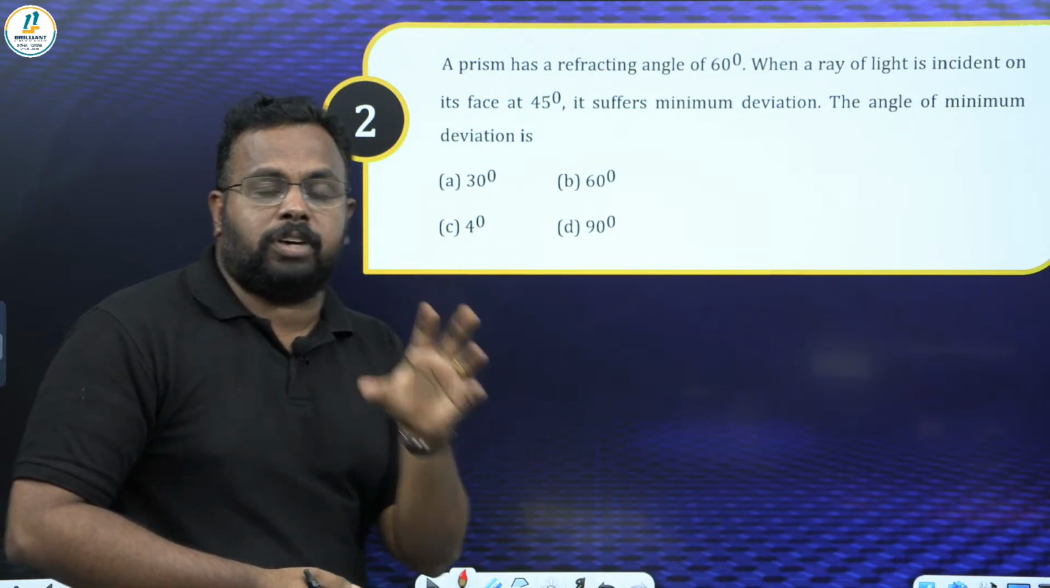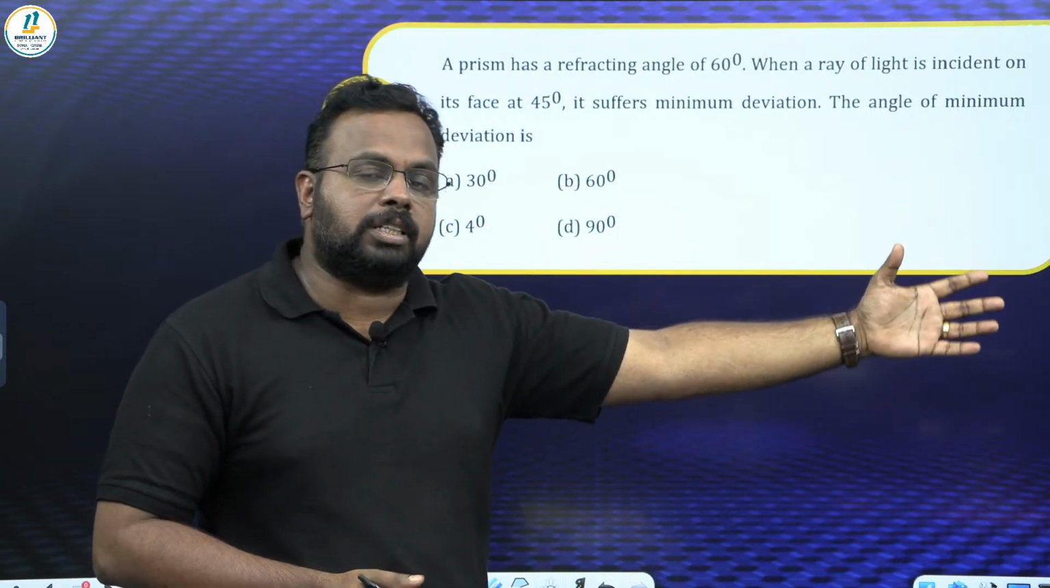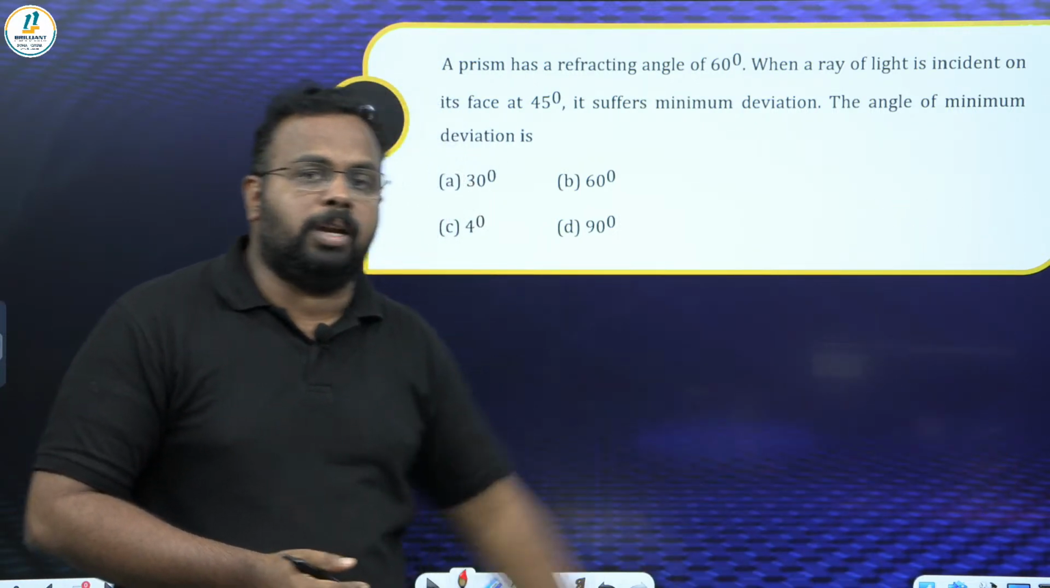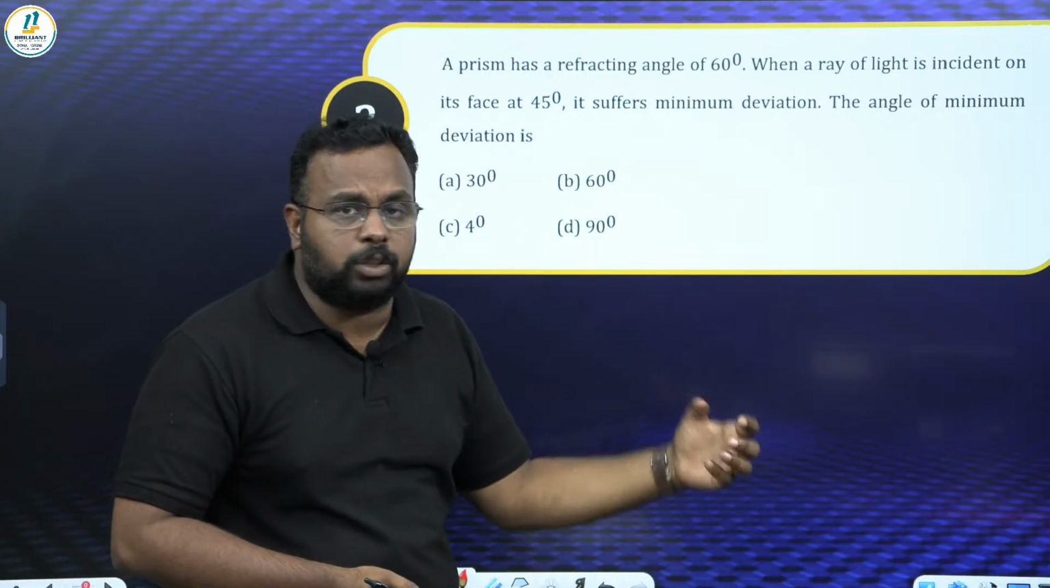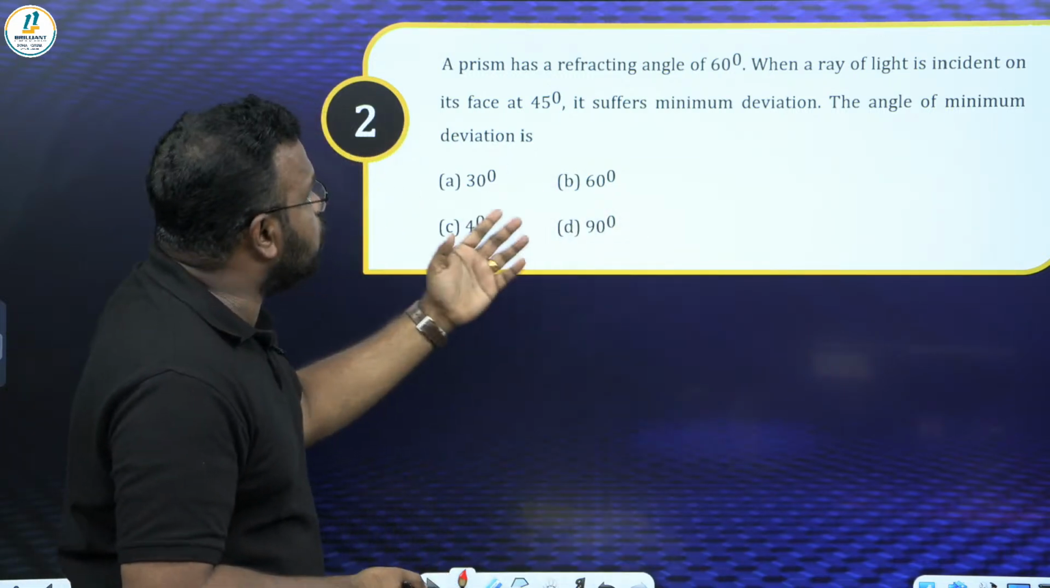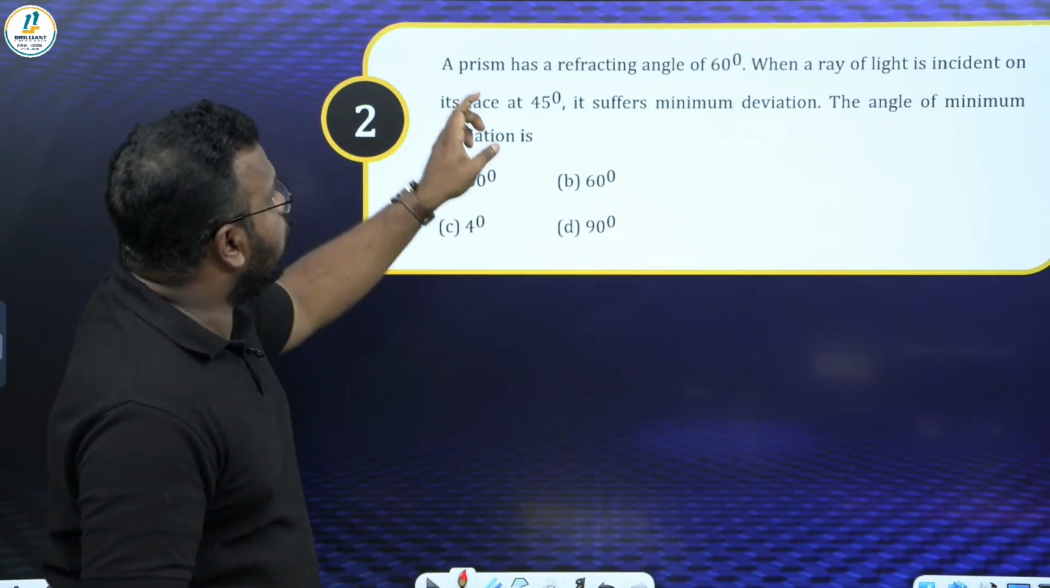Hope you remember what the final formula is for the refractive index of the material of the prism. What is the formula for that? n is equal to sin((A plus D) by 2) by sin(A by 2). But here that's not the question. Please be careful what they are asking.